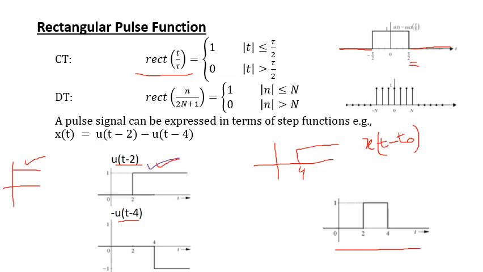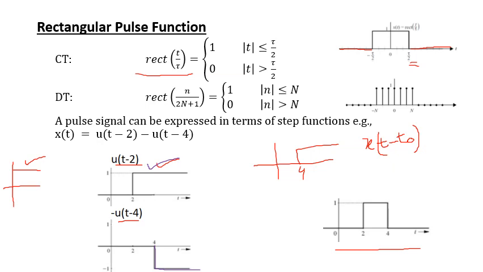Again, this is the 4 unit shifted one. Why do we want 2 unit and 4 unit? Because we want to have a value of 1 at 2. If I use the step function and shift it by 2 units, I will get a value equal to 1 from 2 up to infinity. But I don't want from 2 up to infinity, I only want 2 up to 4. So I need another step function which is shifted by 4 units, right?